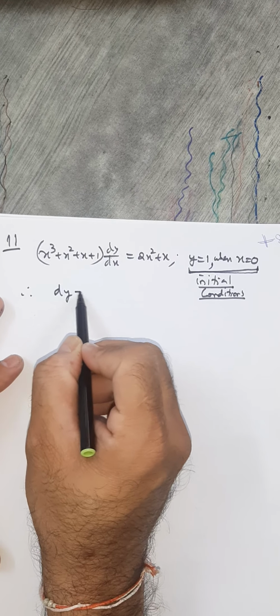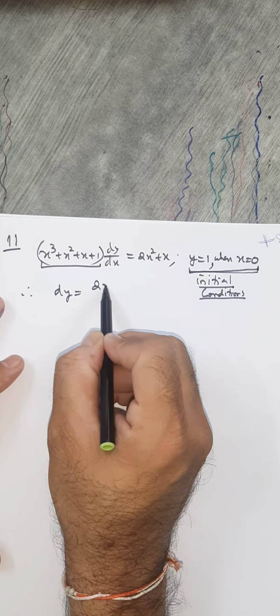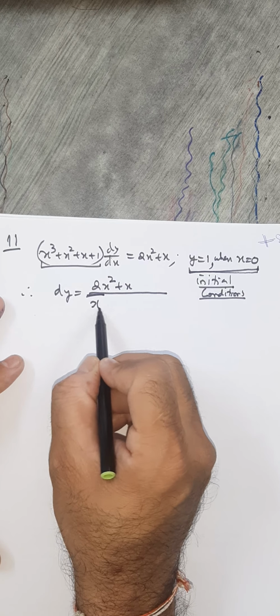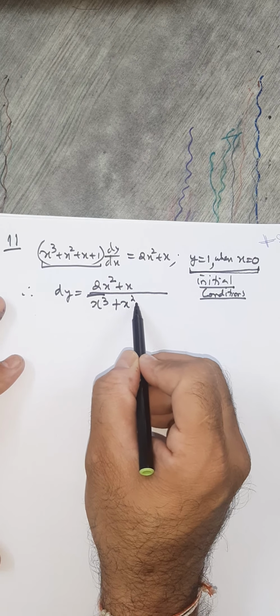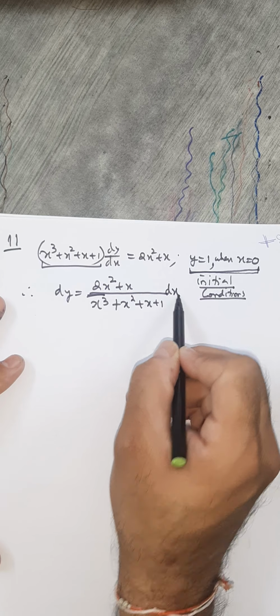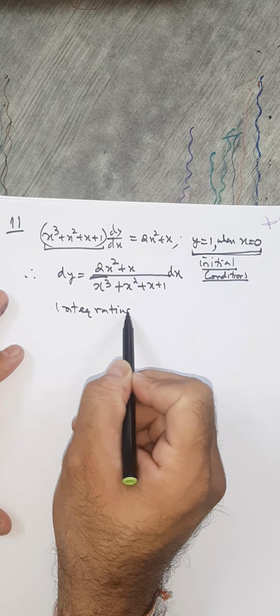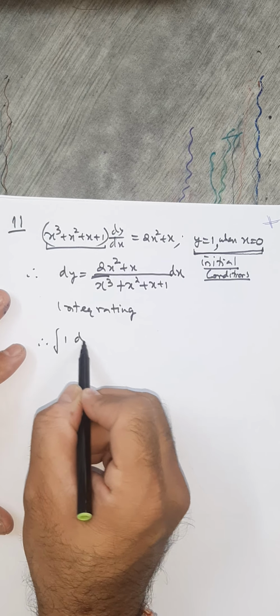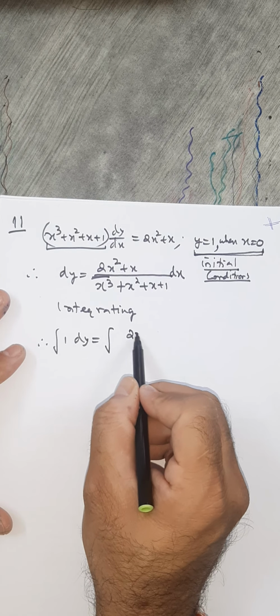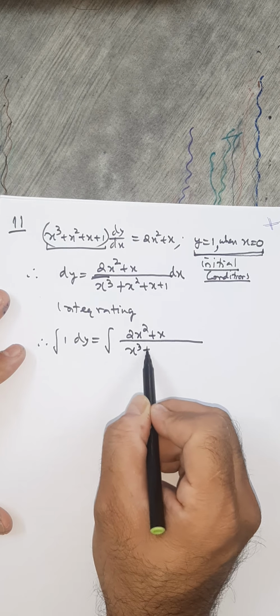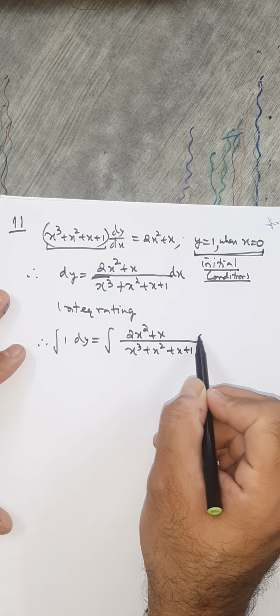Here dy alone, we take this down here, so 2x square plus x upon x cube plus x square plus x plus 1 and then dx. This is separation of variables, variables separable form now. Okay, now integration. So now this is the beginning of integration. So here integral of 1 with respect to y equals 2x square plus x upon x cube plus x square plus x plus 1 dx.